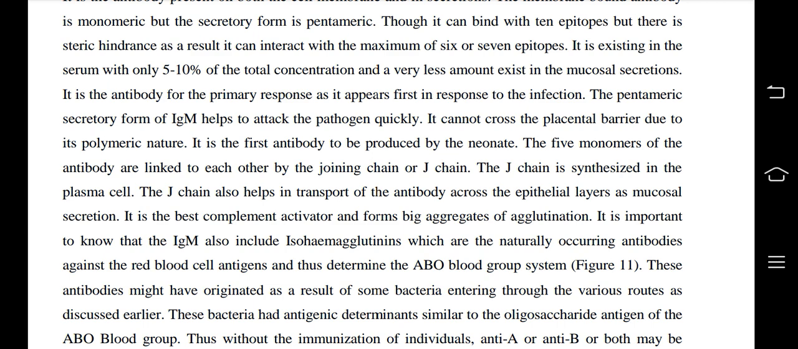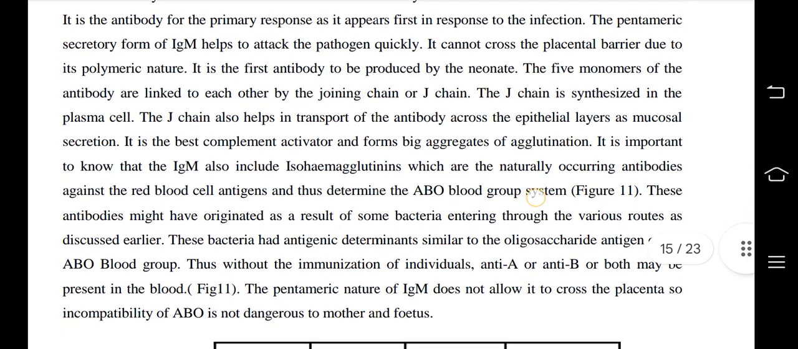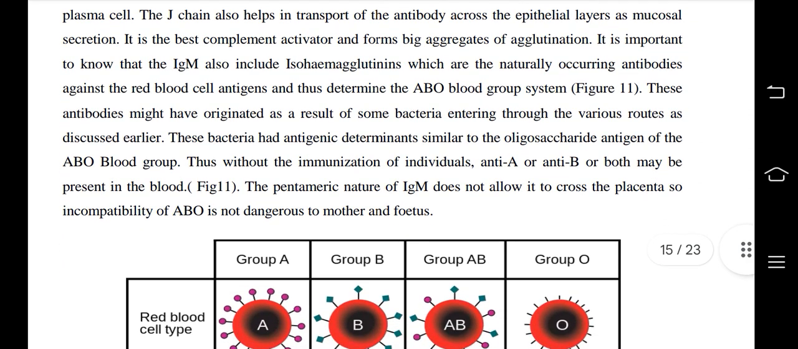isohemagglutinin, which are the naturally occurring antibodies against the red blood cell antigens and thus determine the ABO blood group system. These antibodies might have originated as a result of some bacteria entering through the various routes as discussed earlier. These bacteria had antigenic determinants similar to the oligosaccharide antigen of the ABO blood group. Thus, without the immunization of individuals, anti-A or anti-B or both may be present in the blood.